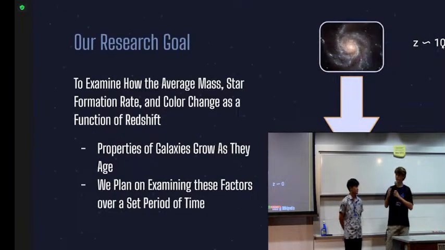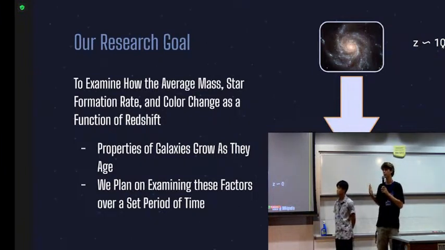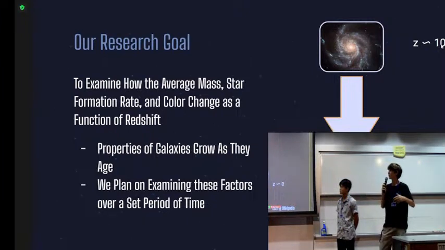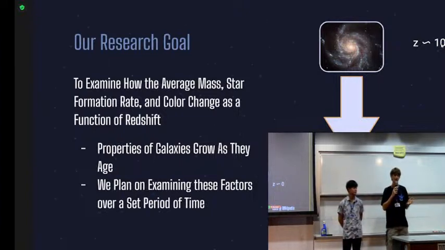As Wilson was talking about redshift, at higher redshift you'll typically have younger galaxies, these more spiral, blue galaxies. As you go into the lower redshifts, down to redshift zero, you'll have a lot more elliptical-shaped galaxies that are typically a lot redder, and they're not star forming as much. Our research goal for this project was to determine and examine how the average mass, star formation rates, and colors change as a function of redshift.